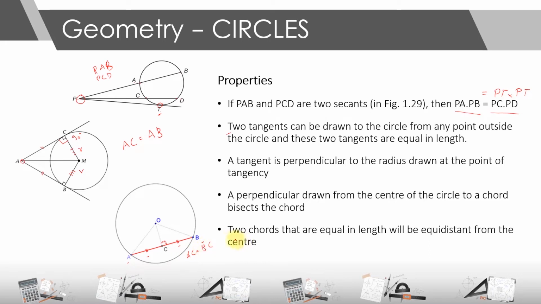Then if you have two chords that are equal in length, then they are also equidistant from the center. So if you have another chord here, so if AB and PQ are equal, then the length of the perpendicular that you draw from the center is also going to be same. So OS is equal to OC. So this goes vice versa also. So if the perpendicular bisectors are equal, then the chords are also going to be of same length.